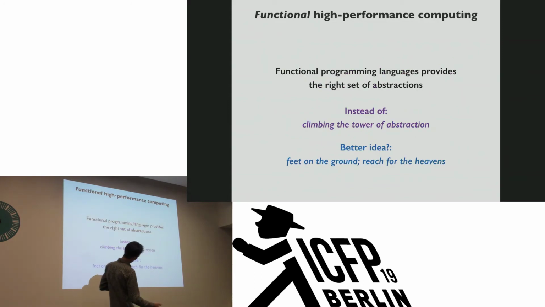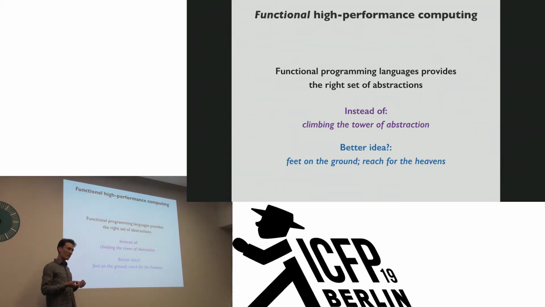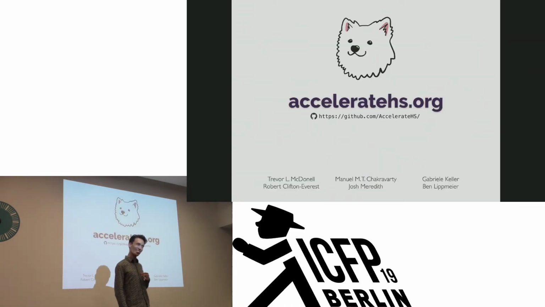Functional programming languages, I think, provide the right set of abstractions so that we can make very good use of this hardware. But we have to be a little bit cautious in this particular crowd when thinking about how to get very high-performance functional programming languages. Instead of just continually climbing this tower of abstraction, a better way of thinking about this is, let's keep our feet on the ground with the low-level hardware stuff as we reach for these higher-level abstractions. Okay, thank you.